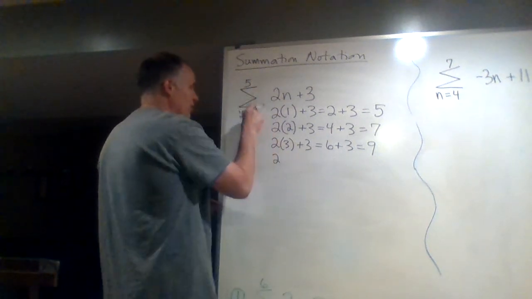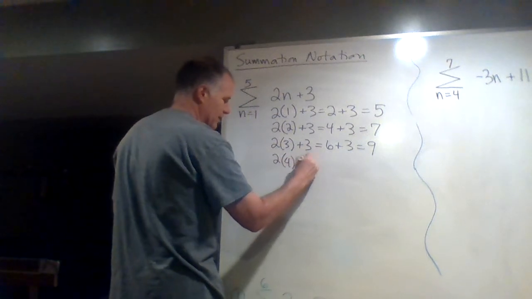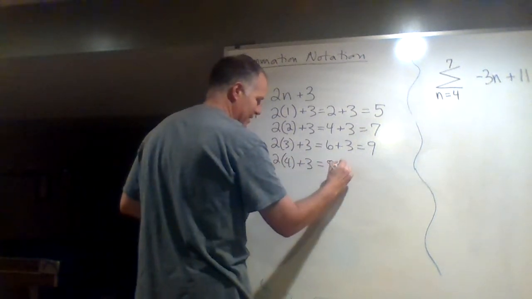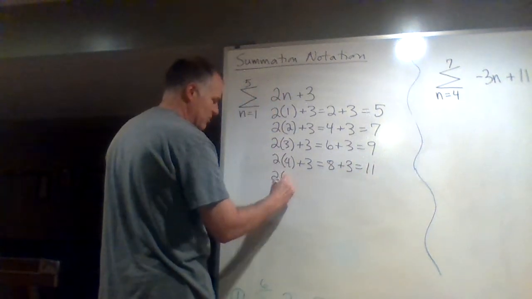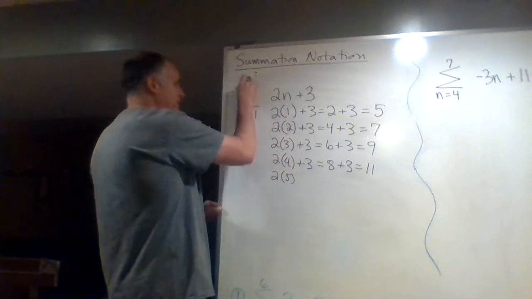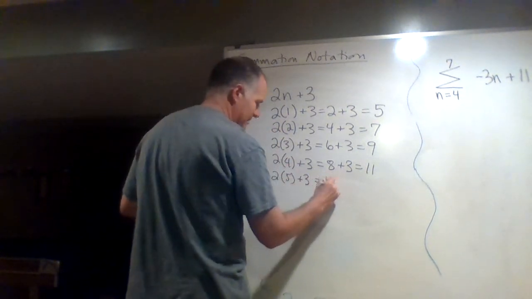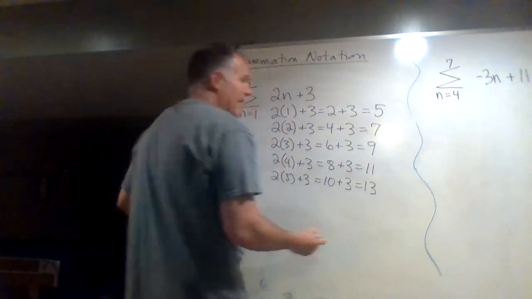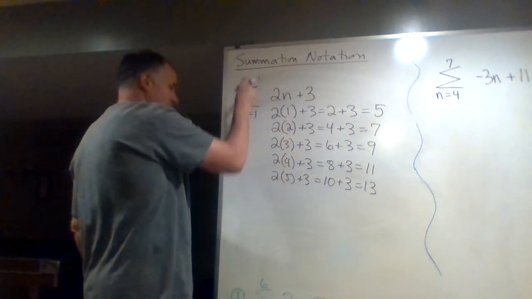Again, we're going from 1 to 5, so we've got to keep going. 2 times 4 plus 3. 2 times 4 is 8. 8 plus 3 is 11. And then here's our last one, 2 times 5, because I'm going from 1 to 5. 2 times 5 is 10. 10 plus 3 is 13. So I've done 1, 2, 3, 4, and 5.